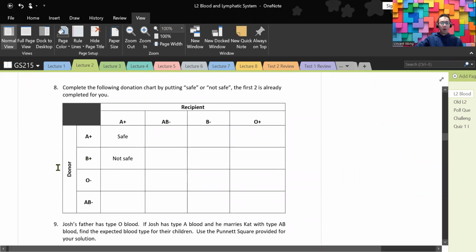Why don't you guys take a moment and try to fill this chart in yourself, and we'll take it up in maybe 2-3 minutes. The donors are on the left side here. Can you give A positive to A positive? Of course, it's safe because it's the same blood type, but you want to check A positive to AB negative, and so on and so forth. So take a moment, try that out.